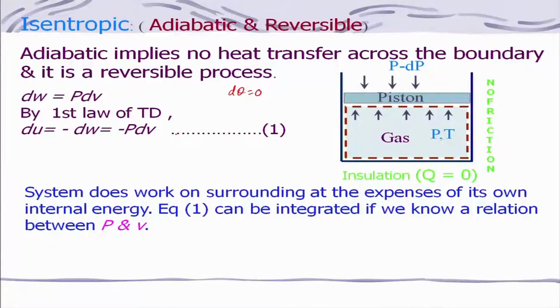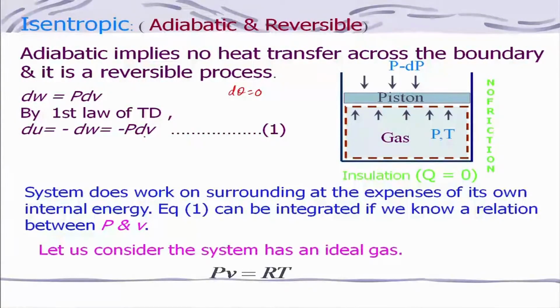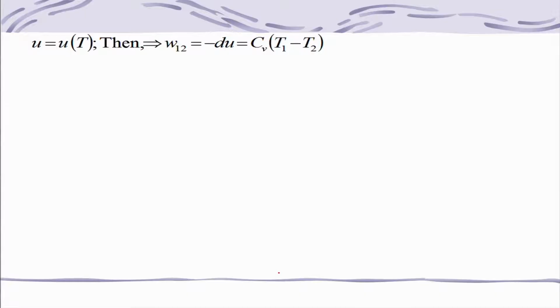And in equation 1, if I want to integrate, then I should know the relationship between P and V, right. This is generalized and can be applied for anything, but if I consider the ideal gas, it will be very easy to relate P and V by PV equal to RT, and we can integrate this equation 1.